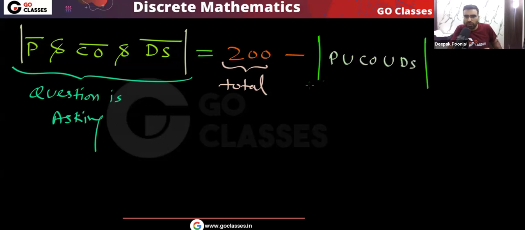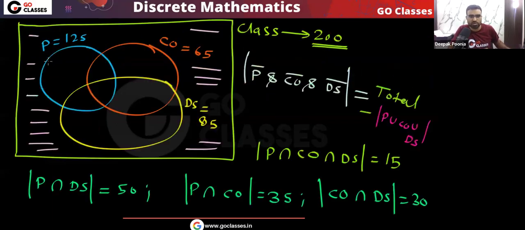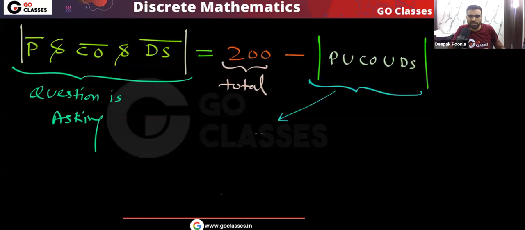Now to find this union we can apply the inclusion-exclusion principle. So let's find out what this value will be. This value will be how many students have taken the programming course, plus how many have taken the computer organization course, plus how many have taken the data structure course. So you can see 125 plus 65 plus 85, the singles with plus.